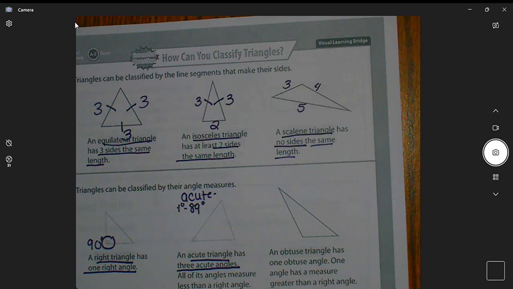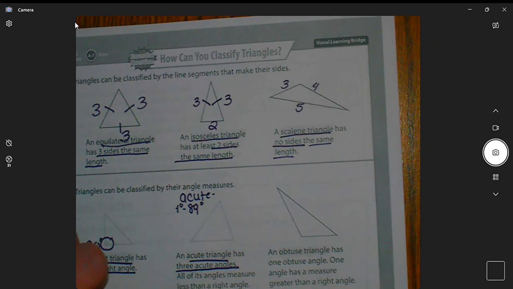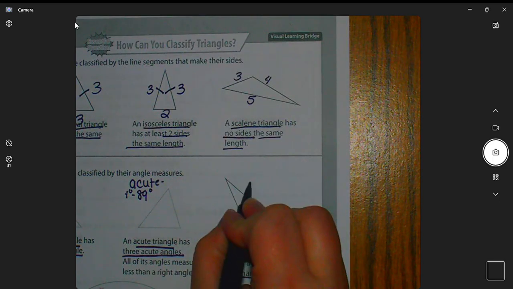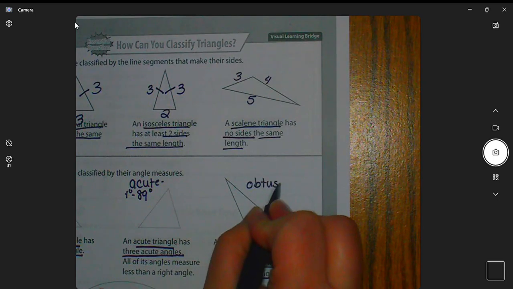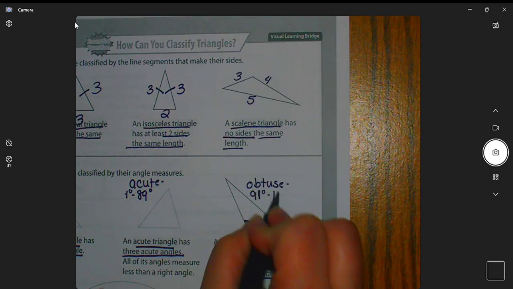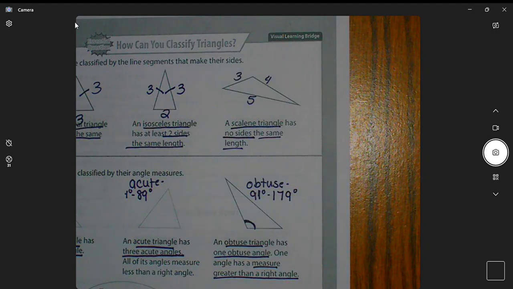They're little numbers. Now, the last one that we can classify a triangle as is obtuse. And obtuse is going to have that big angle. It's going to have one obtuse angle, and it has to measure greater than a right angle. So if it's going to be obtuse, the angle has to measure 91 degrees to 179 degrees.